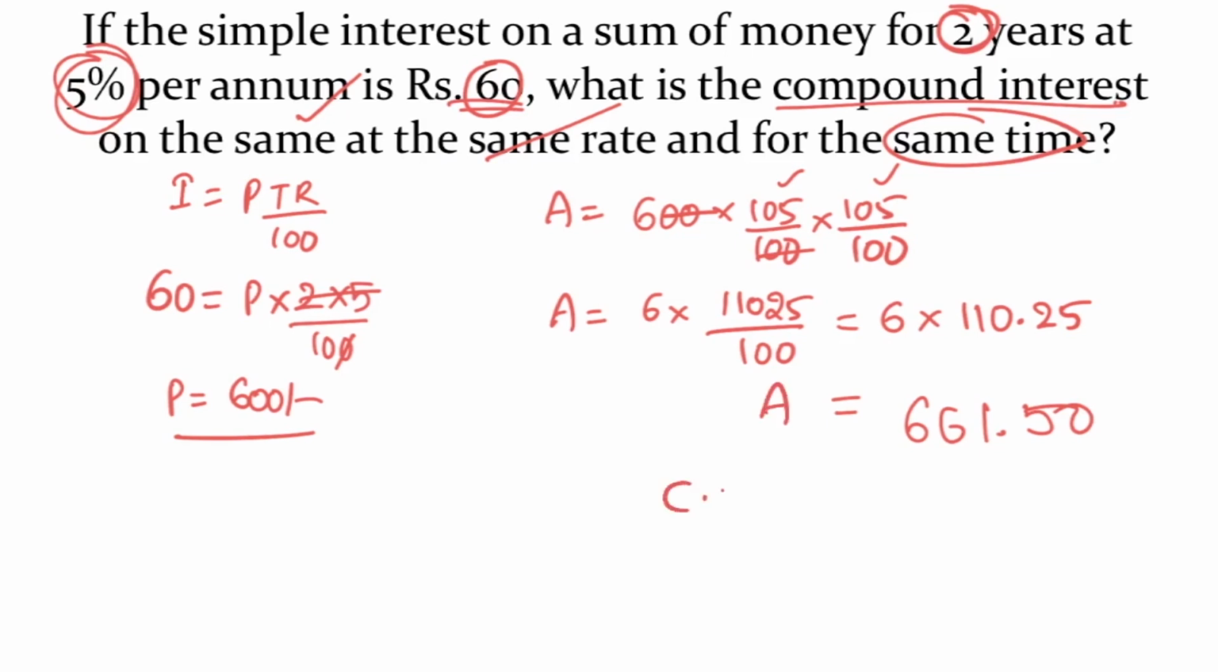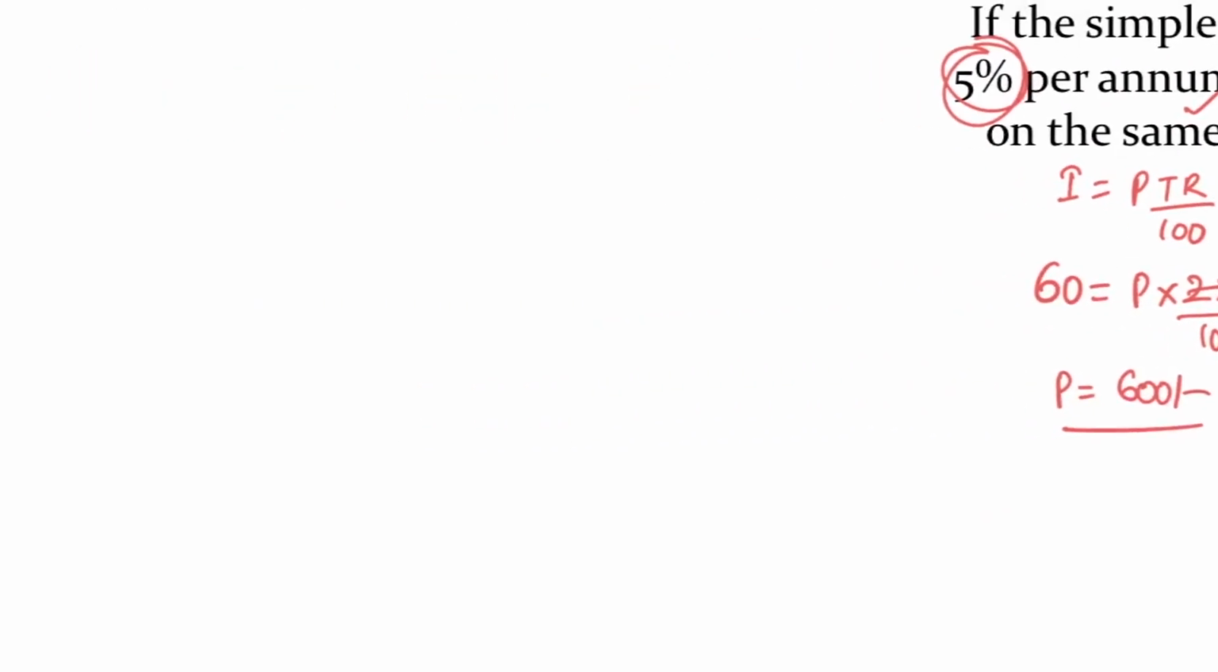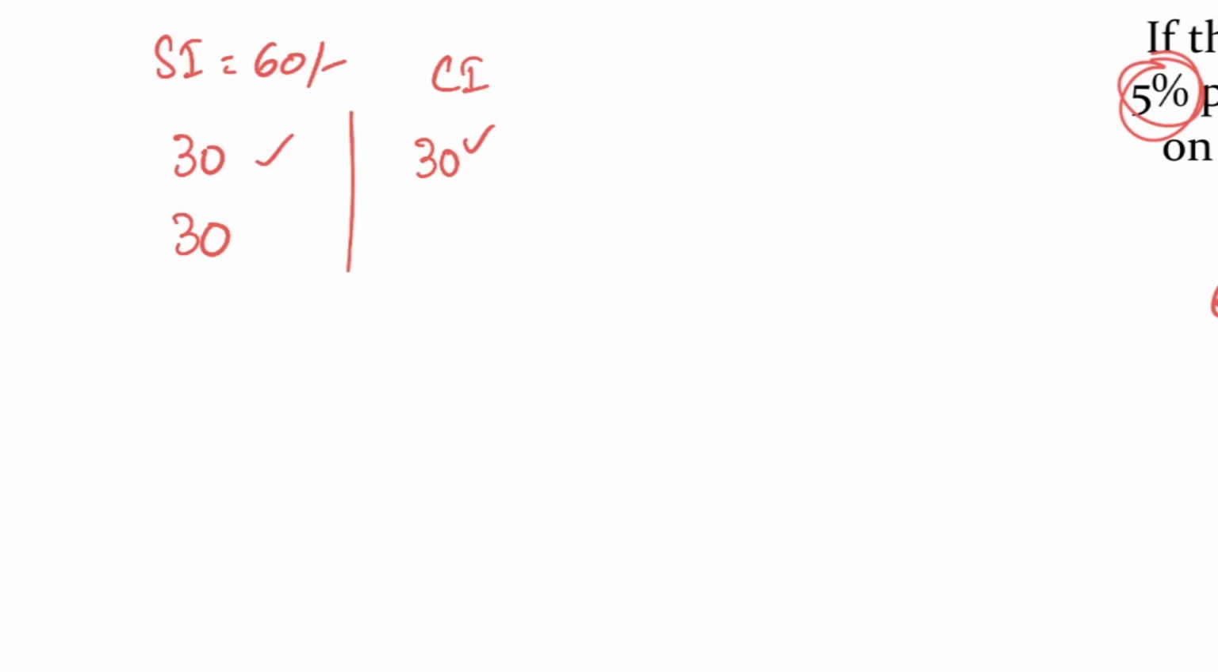So what is the compound interest here? If 600 rupees are invested, it will become 661.5. So 61.5 rupees is the compound interest. Otherwise, if you know the concept of compound interest, I already explained many times. Simple interest is given as 60 rupees. So first year it is 30 rupees and second year it is 30 rupees. Whereas compound interest is the same as simple interest for the first year, 30 rupees.